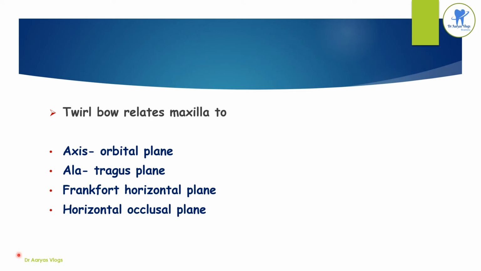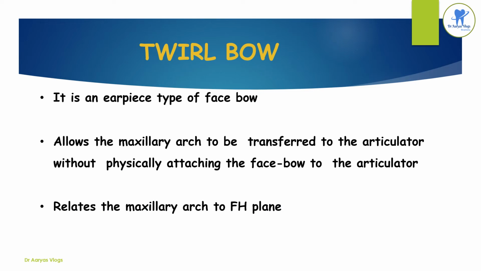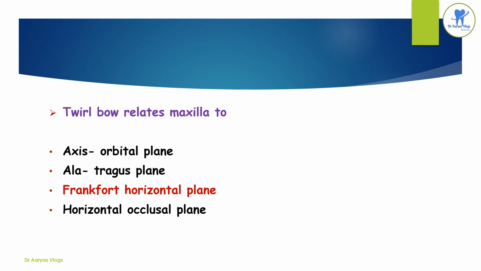The Twirl bow relates the maxilla to the axis orbital plane, alar tragus plane, Frankfurt horizontal plane, or horizontal occlusal plane. Which one is the answer? So what is the Twirl bow? It is an earpiece type of face bow. It allows the maxillary arch to be transferred to the articulator without physically attaching the face bow to the articulator, and it relates the maxillary arch to the FH plane, that is, the Frankfurt horizontal plane. So the answer: the Twirl bow relates the maxilla to the Frankfurt horizontal plane.